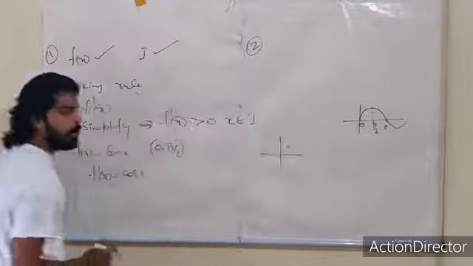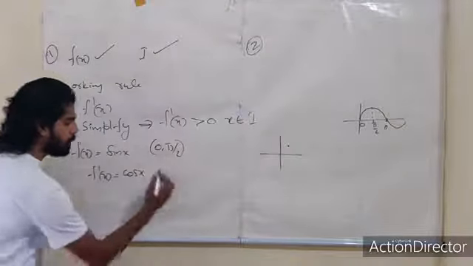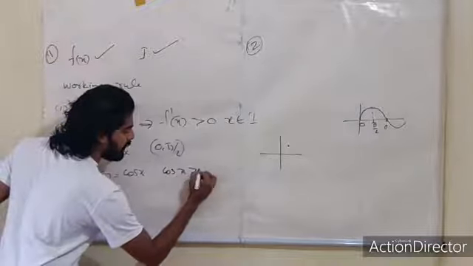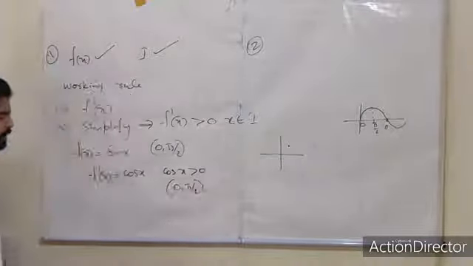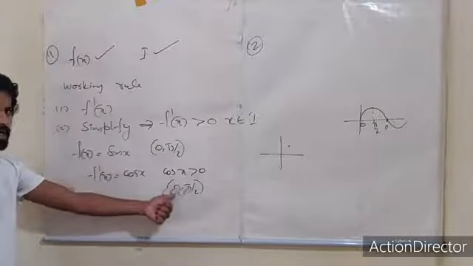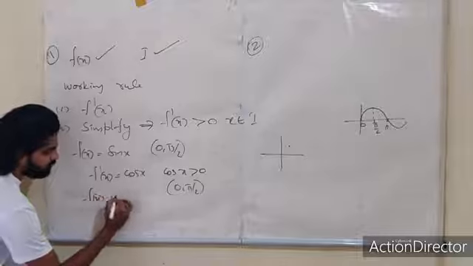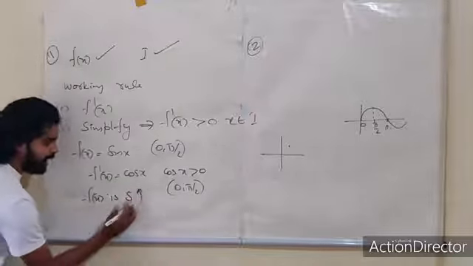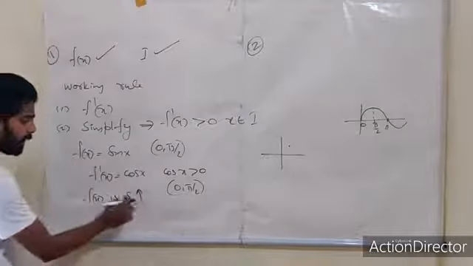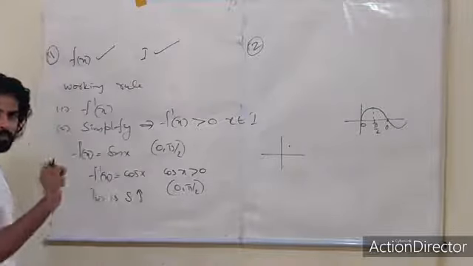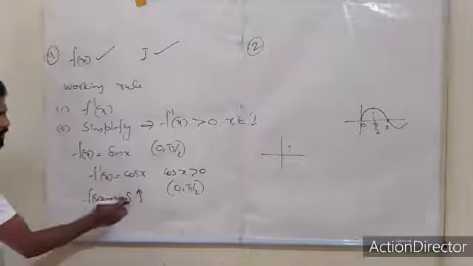In this first quadrant, all trigonometric values are positive. That means cos x is also positive, so cos x is greater than 0 in this interval. That means the derivative is greater than 0, right? The derivative greater than 0 means the function f of x is strictly increasing. S, then an arrow pointing upwards, means strictly increasing. I am writing the shortcut here, but you have to write it in full, strictly increasing. So f of x is strictly increasing.